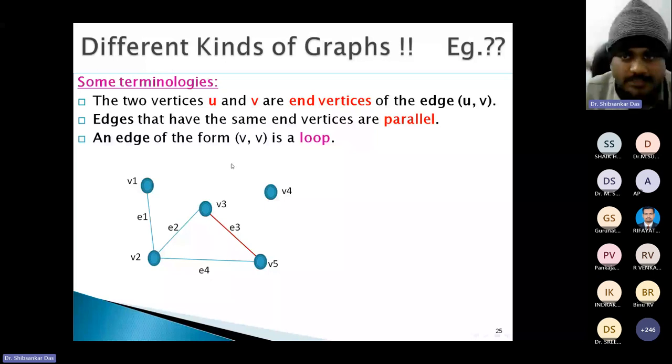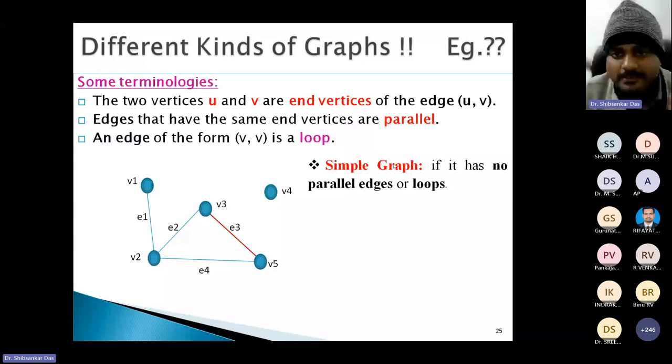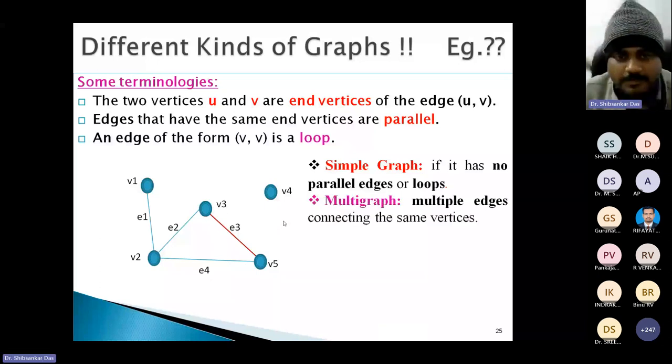A simple graph has no parallel edges and no loops. This is an example of a simple graph: no loop, no parallel edges. A multigraph has multiple edges. So look at this example. This is an example of a multigraph. It is not a simple graph because it has a parallel edge.